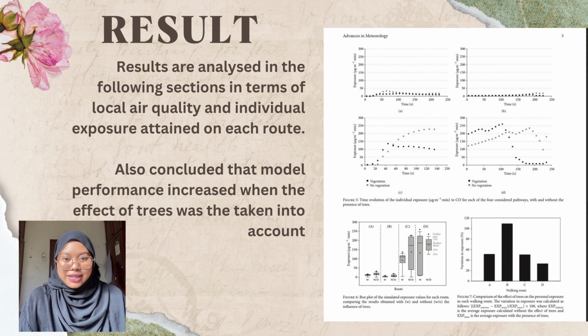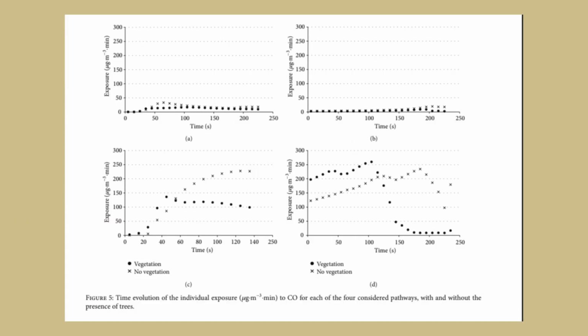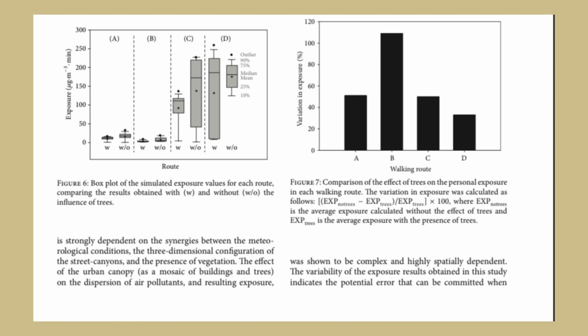Results are analysed in the following section in terms of local air quality and individual exposure attained on each road. It was also concluded that model performance increased when the effect of trees was taken into account. Figure 5 shows the result of the time evolution of the individual exposure to CO for each of the 4 considered pathways with and without the presence of trees. Figure 6 shows the box plot of the simulated exposure value for each road, comparing the results obtained with and without the influence of trees.